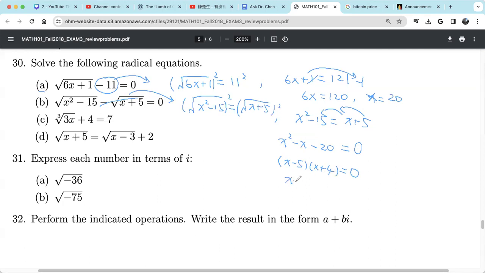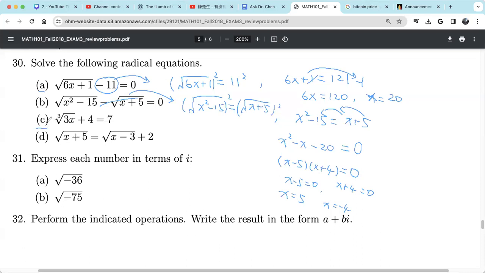So by the zero property, x minus 5 can be 0, and x plus 4 can be 0. So that means x can be 5 and x can be negative 4. So 2 solutions for this. Okay, 5 and negative 4 for B. So B has 2 solutions.